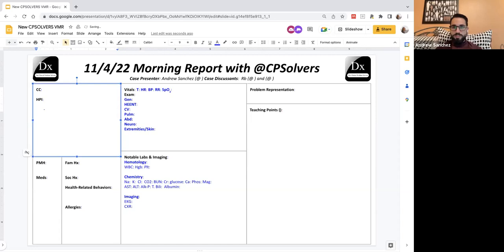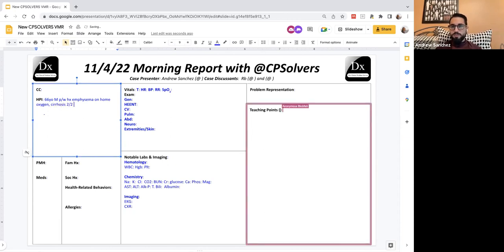So this is a 66-year-old man. He had emphysema, not on home oxygen, cirrhosis secondary to HCV, hepatitis C, a liver transplant in the past on cyclosporin and mycophenolate mofetil. He also had a history of biliary strictures requiring stenting, a resected lung adenocarcinoma, and CKD4.